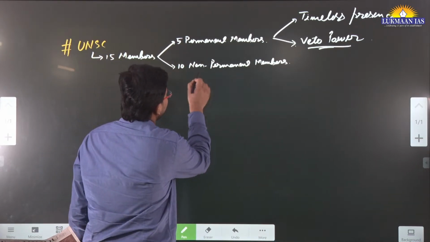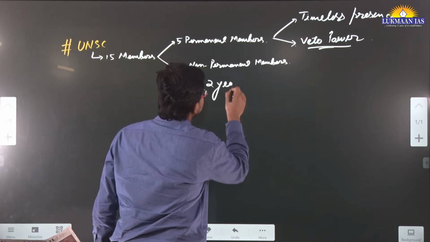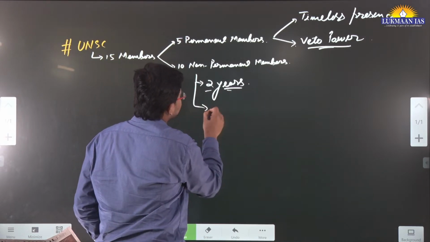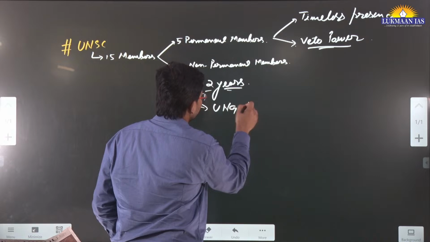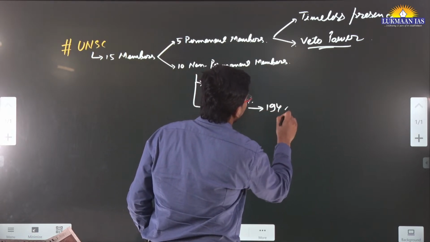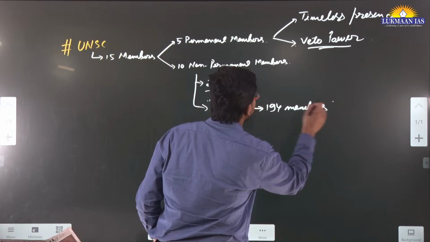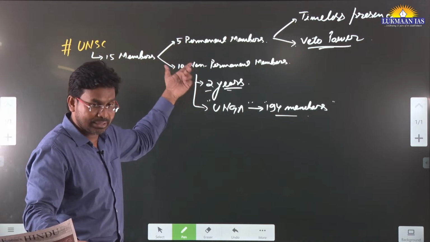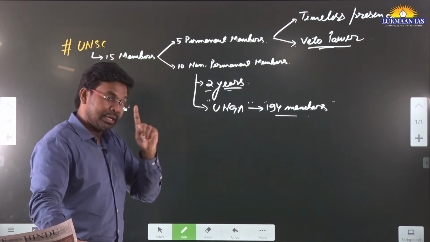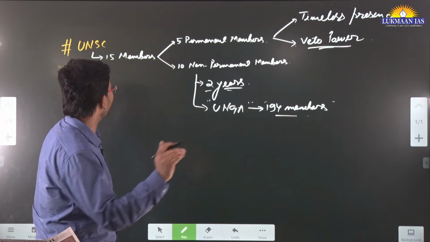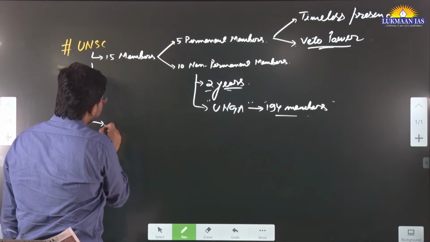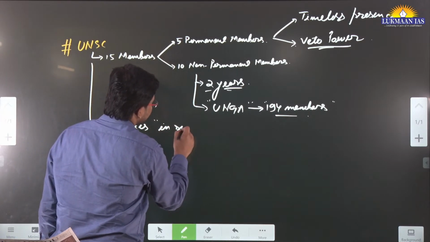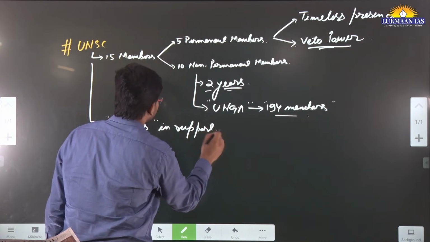If we talk about non-permanent members, these hold their seats for a time period of 2 years, and these members are taken from the UNGA, the United Nations General Assembly. In the General Assembly there are 194 members, and out of these, some are elected for a 2-year term. After that they keep on rotating. They do not have veto power, but they do have the power to vote. To pass any resolution, they need at least 9 votes in support.